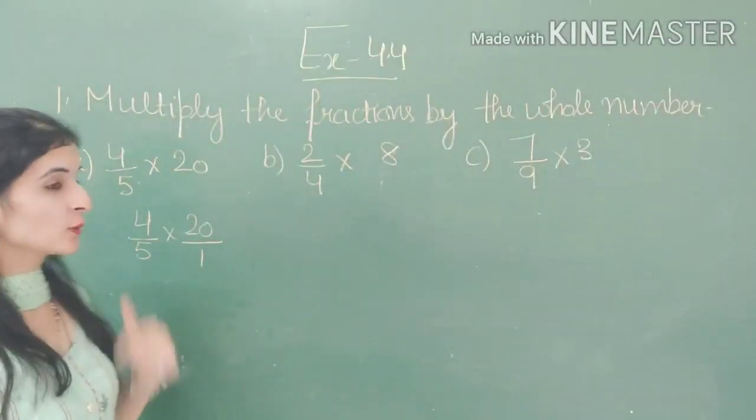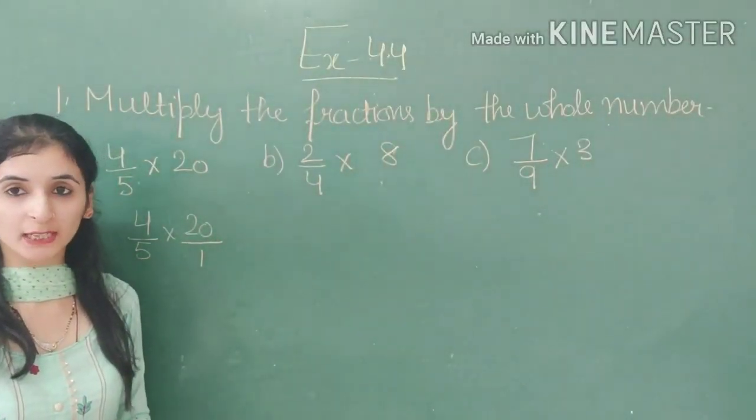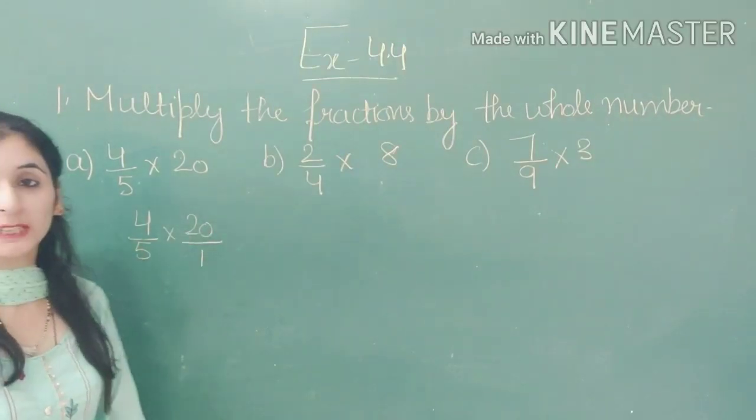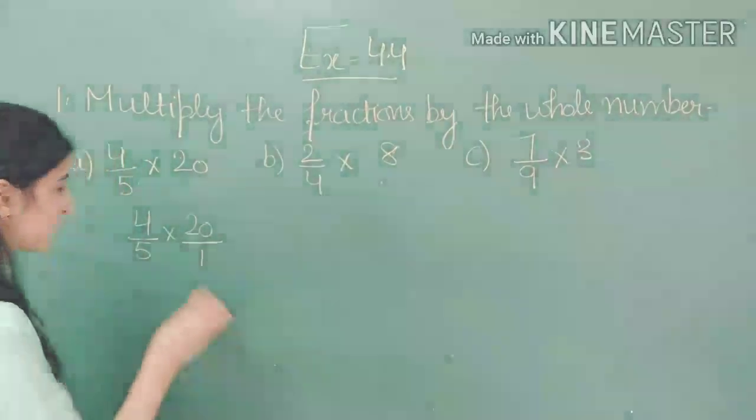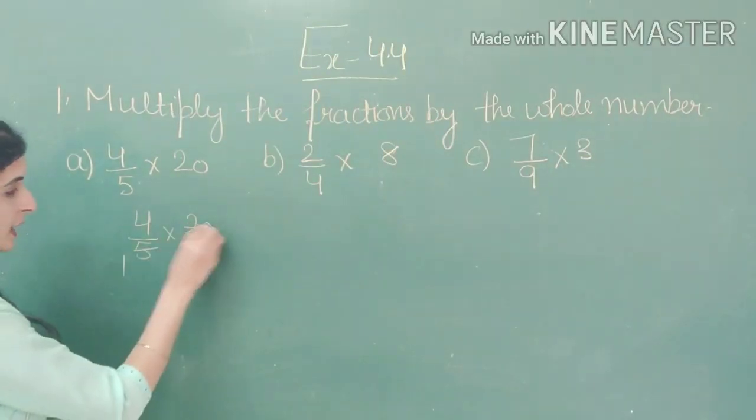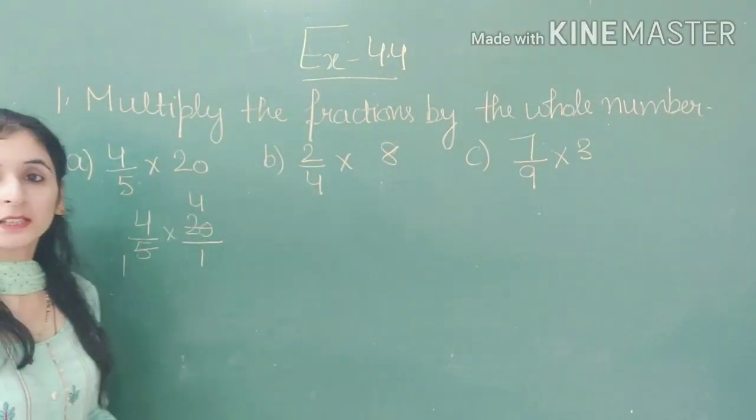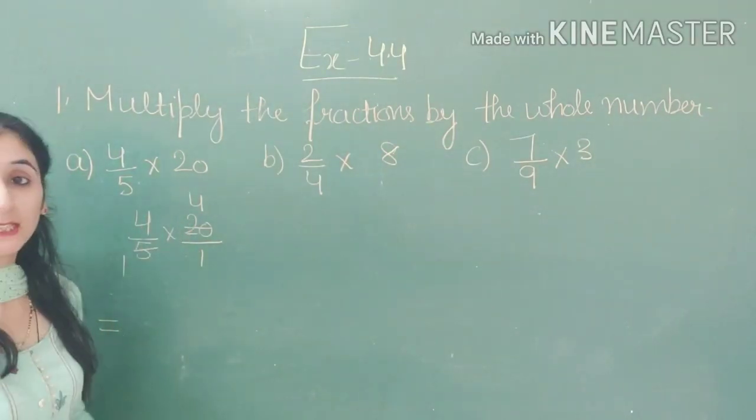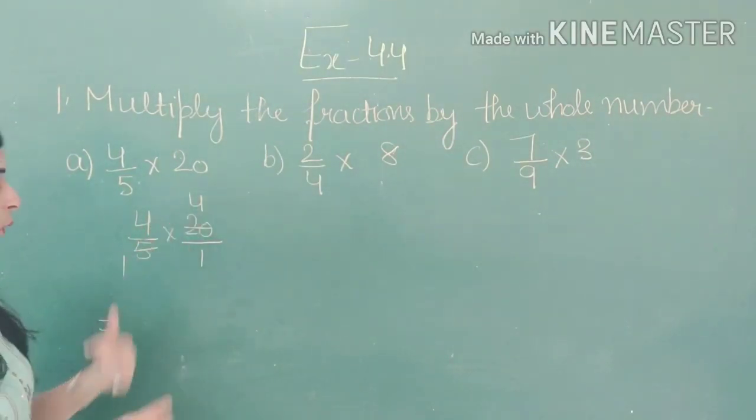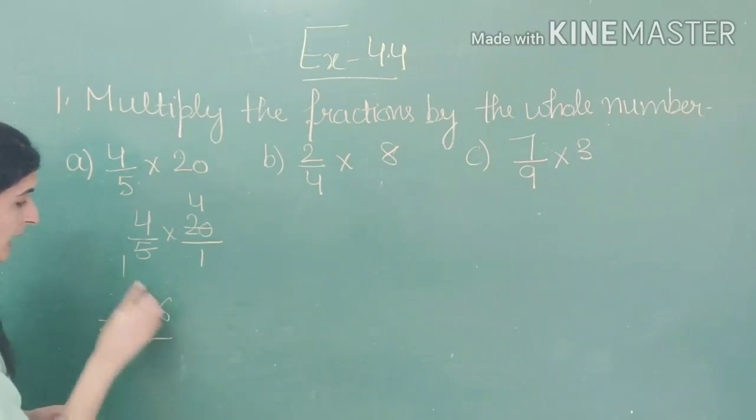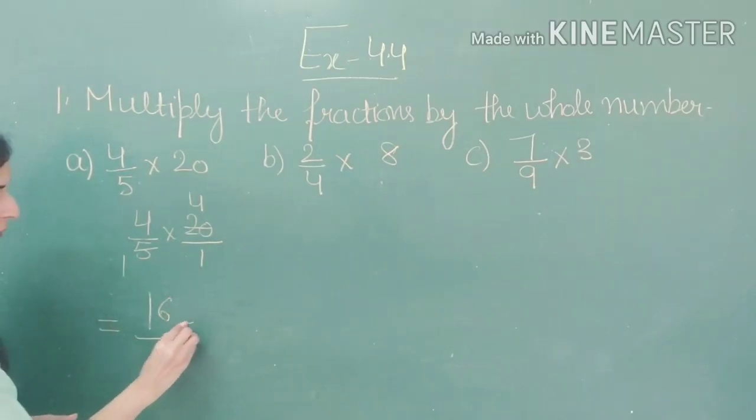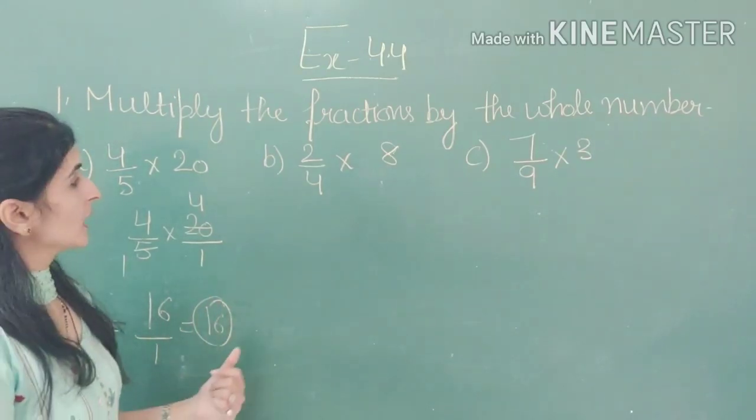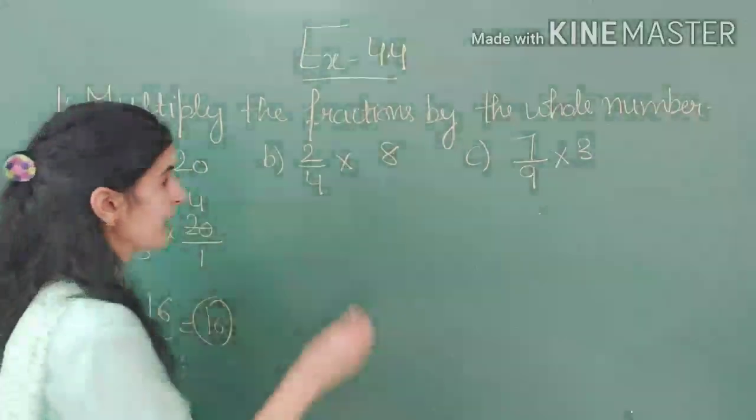Now this 5 and 20 both are divisible by 5. So we will divide this denominator and this numerator both by 5. So 5 ones are 5 and 5 fours are 20. Right? After that we will multiply the remaining part. So 4 fours are 16 and 1 ones are 1. So our answer is 16. Okay. After that let's come to B part.